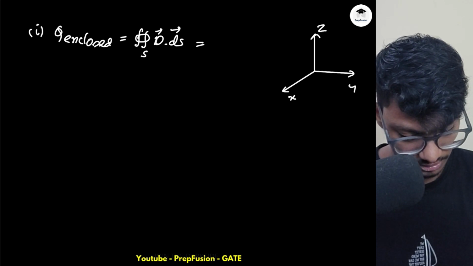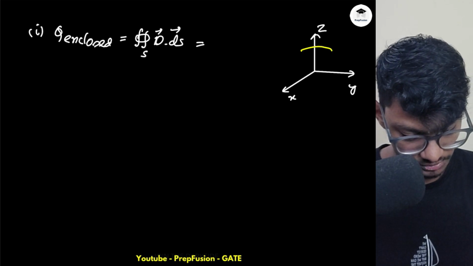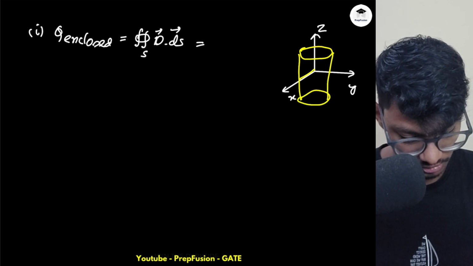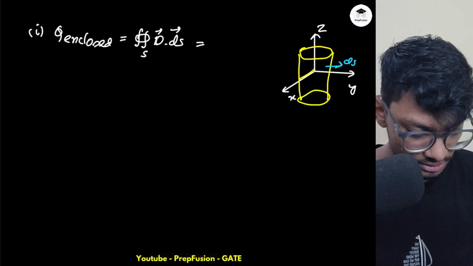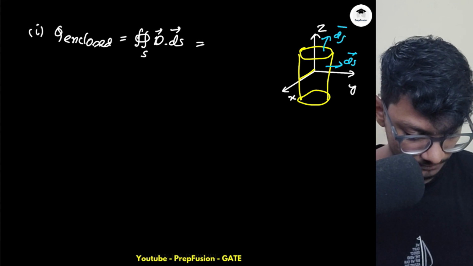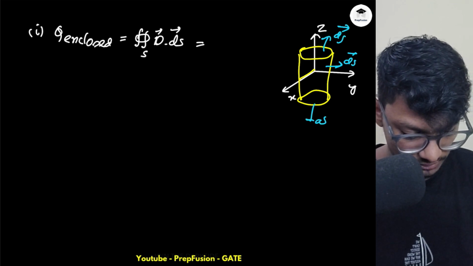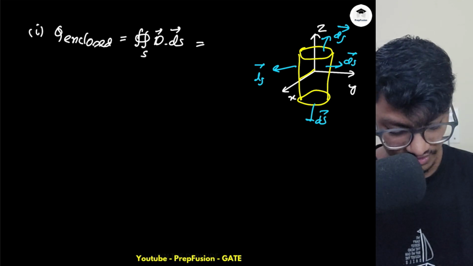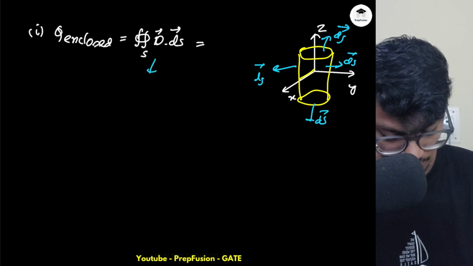Z x y from z equals to plus 5 to minus 5 and rho of 1. So here I observe the ds vector. This is one ds vector, this is another ds vector. Okay, this is another ds vector, this is another ds vector. So the ds vector is varying, so computing this is difficult.